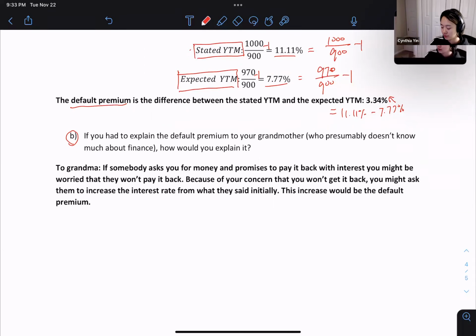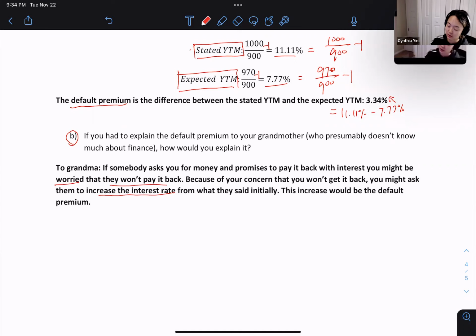If someone asks you for money and promises to pay it back with interest, you might be worried that they won't pay it back. Because of your concern that you won't get it back, you might ask them to increase the interest rate from what they said initially.